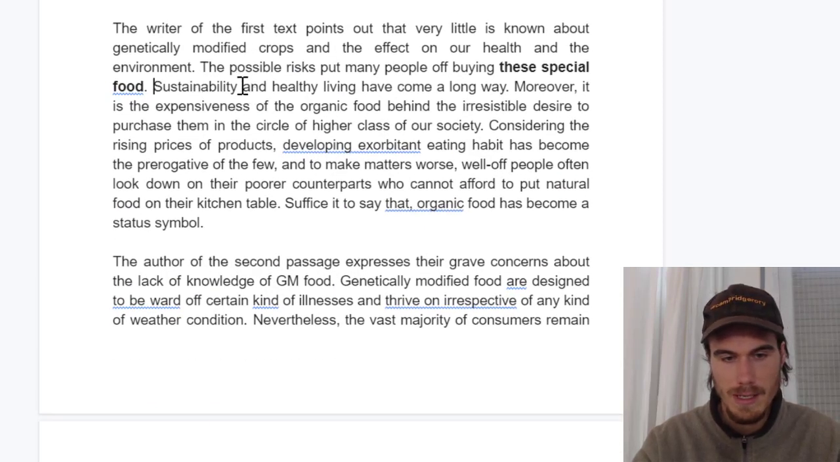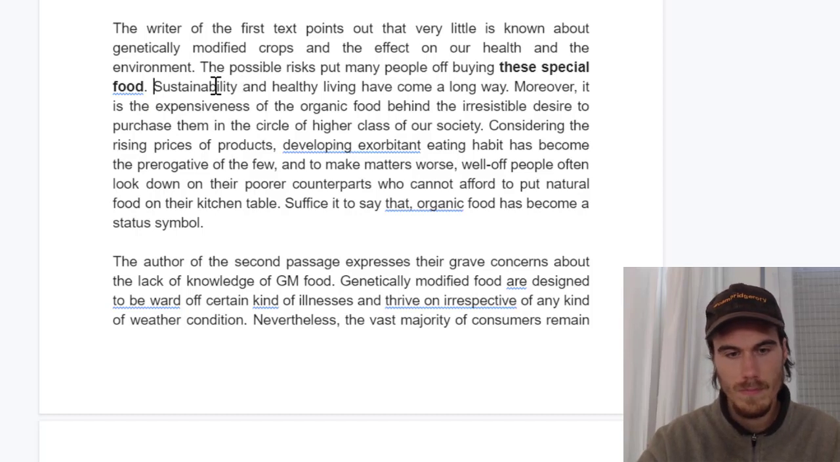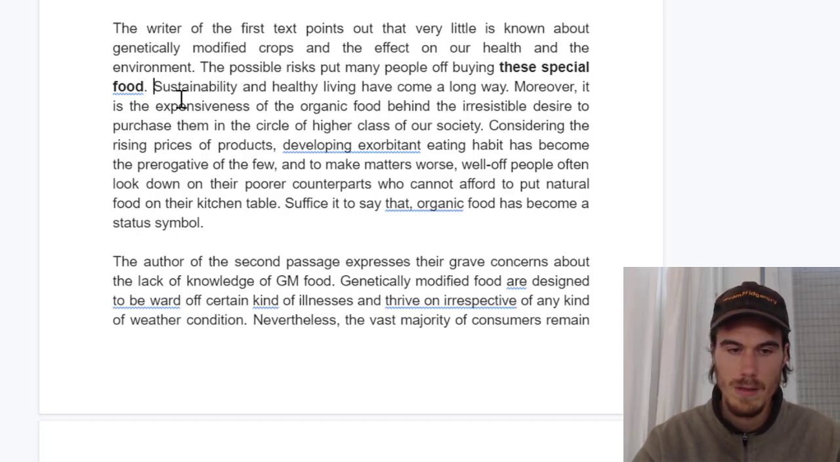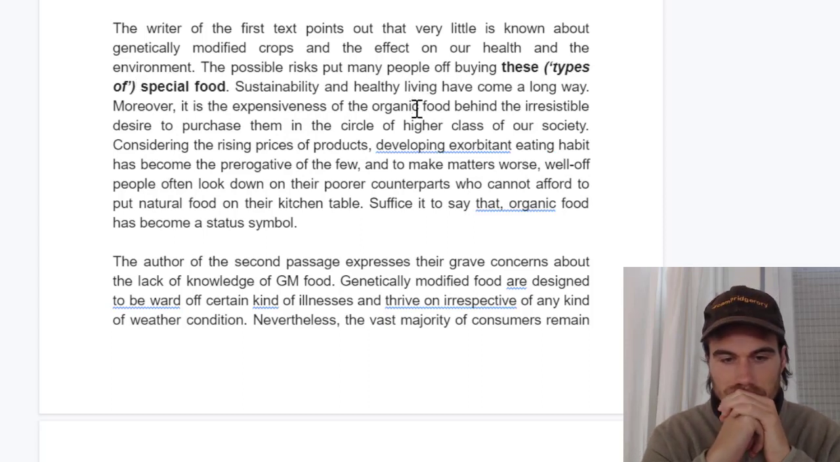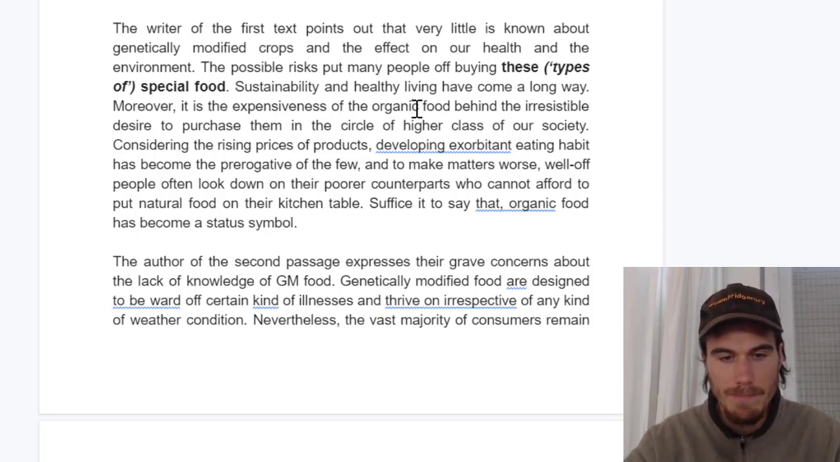Food sustainability and... I'll put a comment here. For example, "Sustainability and healthy living have come a long way."